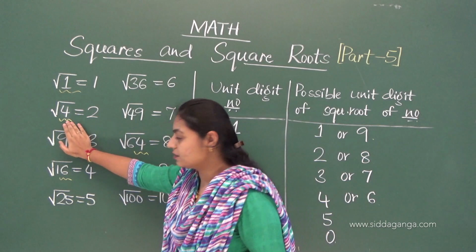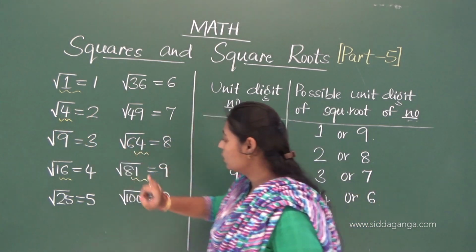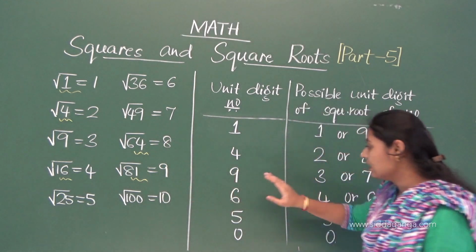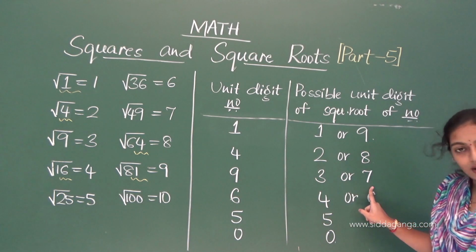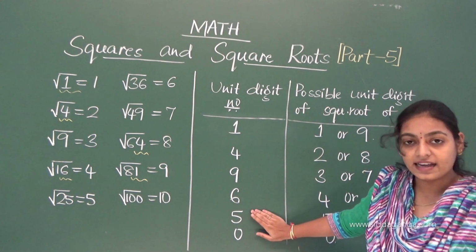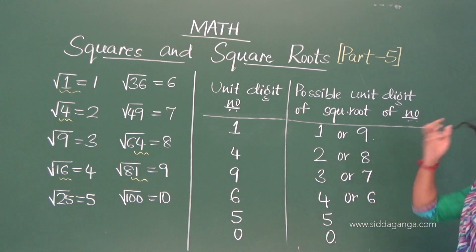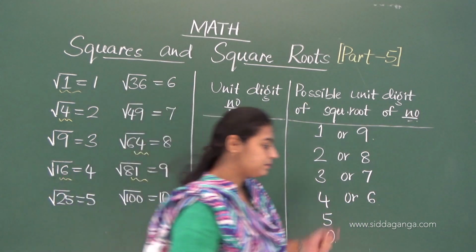If 4 is in the unit place, then its possible square root may be 2 or 8. Similarly, if 9 is in the units place, then the possible square roots are 3 or 7. If 6 is in the units place, 4 or 6. If 5 is in the units place, then 5 comes in the unit digit of the square root of a number.